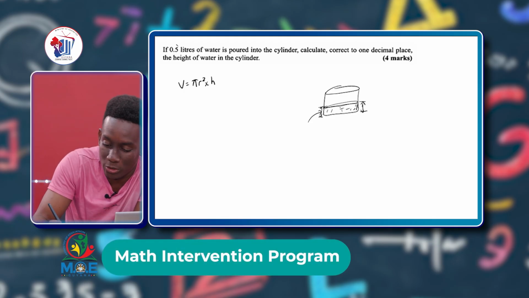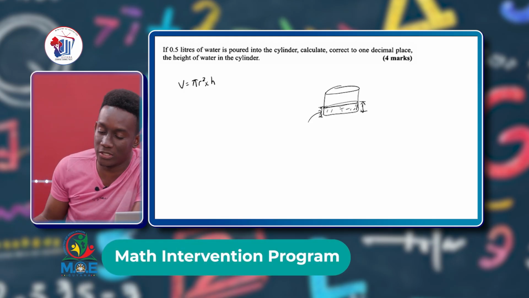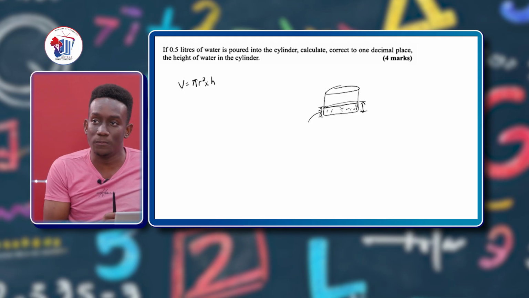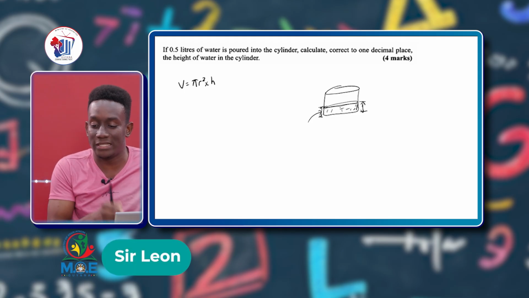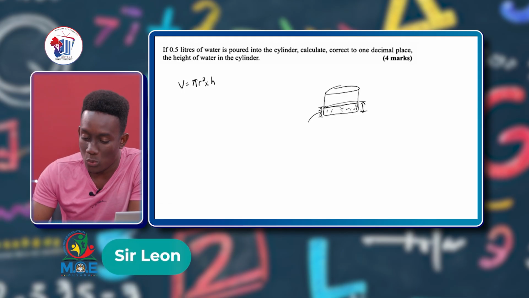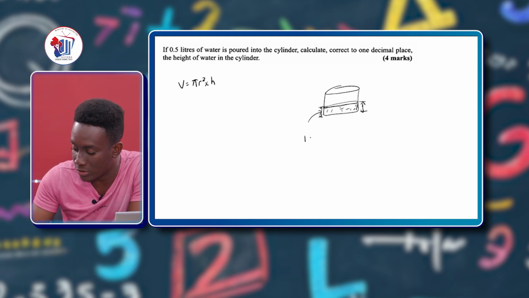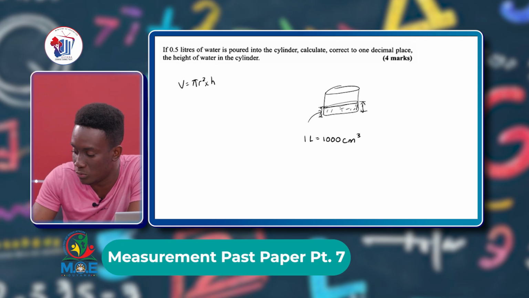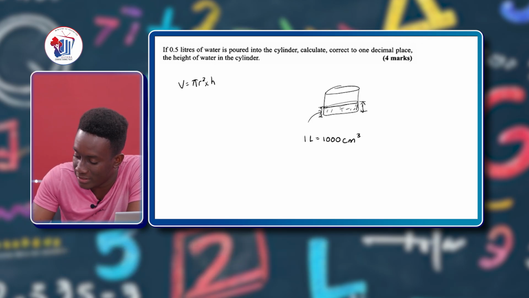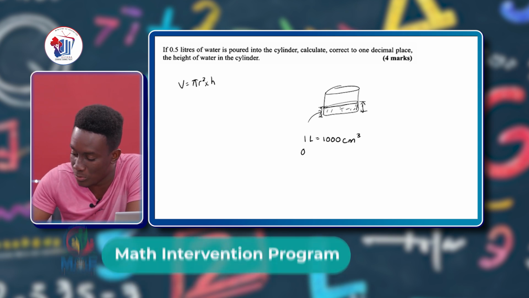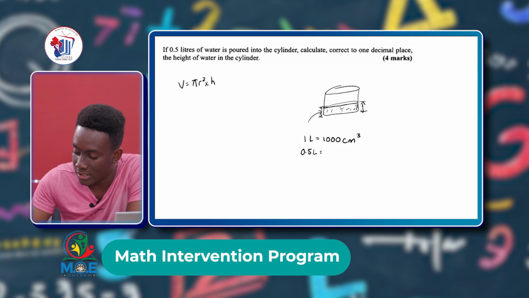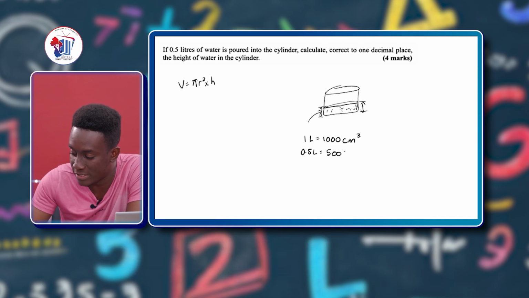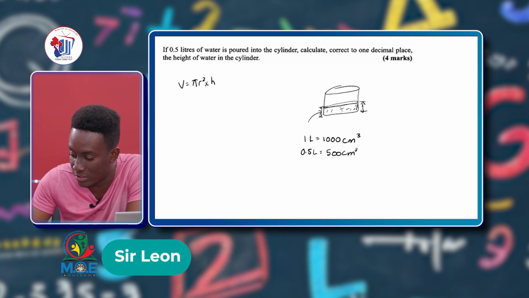Here's the thing. They said that 0.5 liters of water is poured into the cylinder. So there's a relationship between volume and capacity, between liters and volume. One thing we should know is that 1 liter is equal to 1,000 centimeters cube. So for every 1 liter, this has a volume of 1,000 centimeters cube. So if they said 0.5 liters, that will simply be 500 centimeters cube. So 0.5 liters has the same volume as 500 centimeters cube.